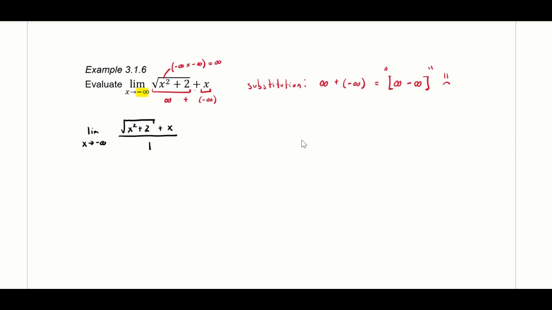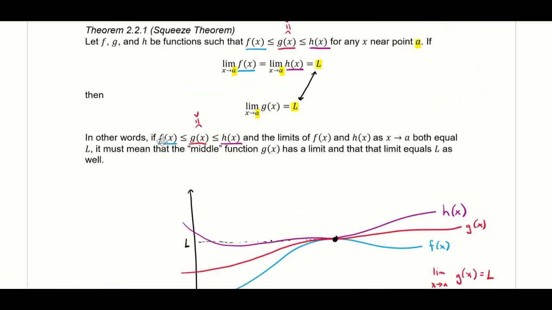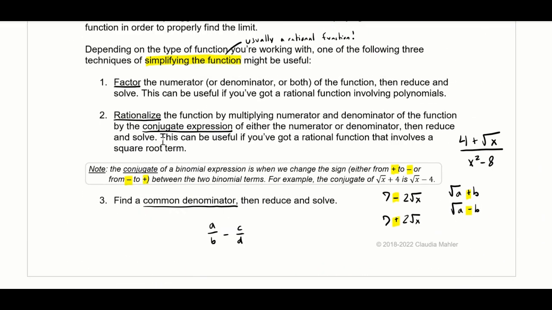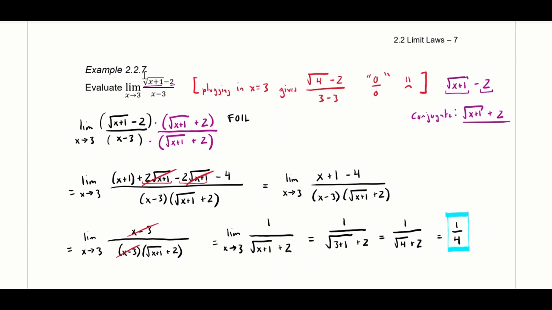And part of the reason I'm doing that is because if we go back to the 2.2 notes here, we talked about some examples. One of the techniques we talked about was the idea of rationalizing a function by multiplying a numerator and denominator by the conjugate. And I mentioned when we did this set of notes that this is very commonly useful when one of the terms involves a square root component. So just to refresh our memory here, we did this in example 2.2.7 on page 7 of the 2.2 notes.